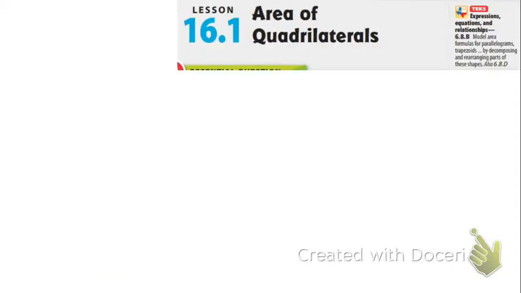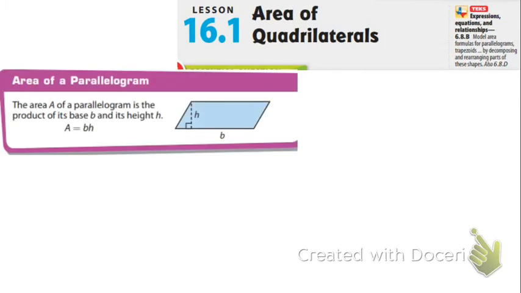We're going to have a refresher first: the area of quadrilaterals, which was lesson 16.1. Remember, guys, the state of Texas expects you to be able to model area formulas for parallelograms and trapezoids by decomposing and rearranging parts of these shapes. Which brings us to this right here.